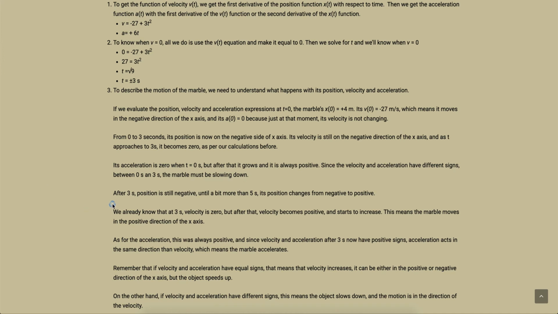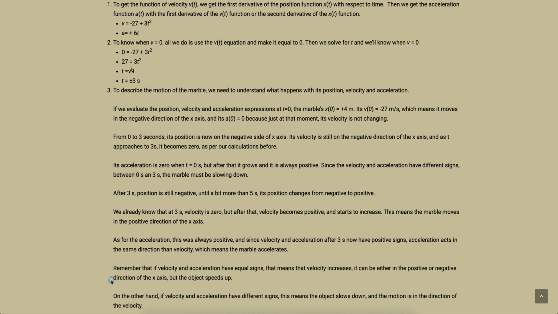After 3 seconds, position is still negative. Until a bit more than 5 seconds, its position changes from negative to positive. We already know that at 3 seconds, velocity is 0. But after that, velocity becomes positive and starts to increase. This means the marble moves in the positive direction of the x-axis. As for the acceleration, this was always positive, and since velocity and acceleration after 3 seconds now have positive signs, acceleration acts in the same direction as velocity, which means the marble speeds up.